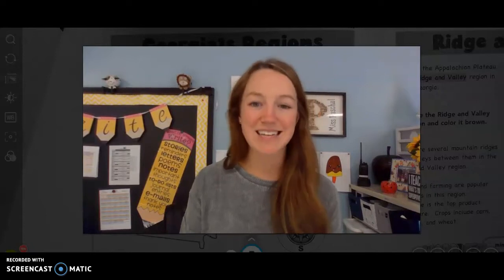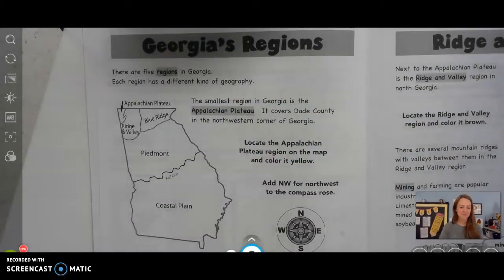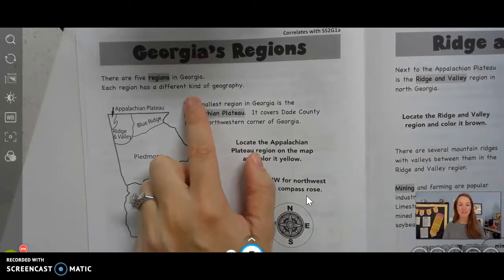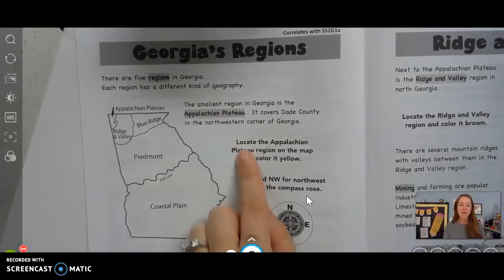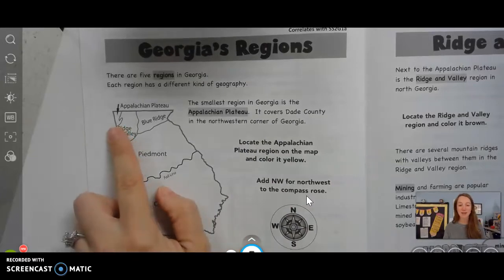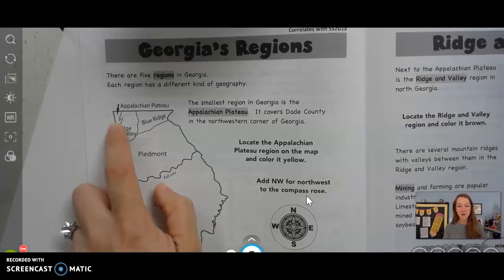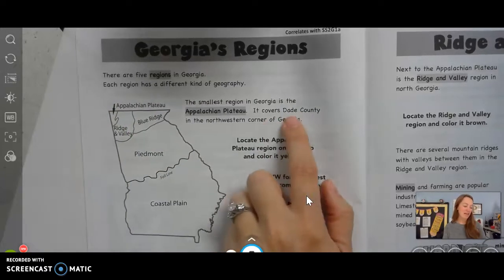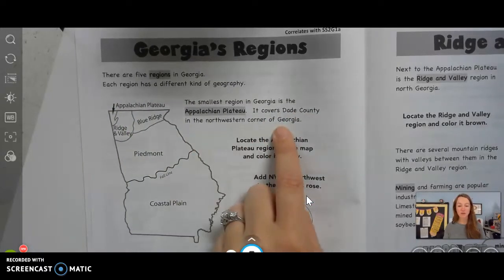Go ahead and turn in your workbook to page number 6. If you need to, pause and turn to page number 6. On page number 6, we're learning that there are 5 regions in Georgia, and each region has a different kind of geography. The smallest region in Georgia of those 5 is called the Appalachian Plateau, and it's in the northwest corner of Georgia. It's over here in the northwest. It covers Dade County in the northwestern corner of Georgia.